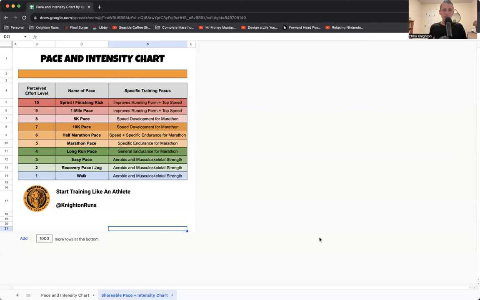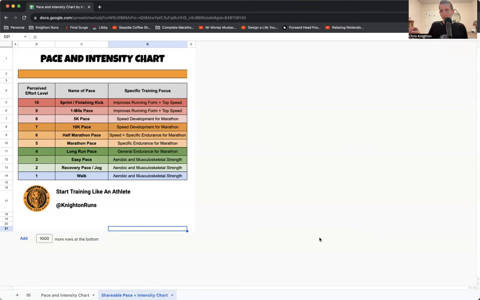Really, the goal here is to improve your aerobic and skeletal muscular strength. Just simply covering distance is going to make you a fitter, stronger athlete. Doesn't matter how fast you go. Running more is running better. And it's going to help build a base that's going to support the smaller quantity of high intensity work that I'll talk about next.